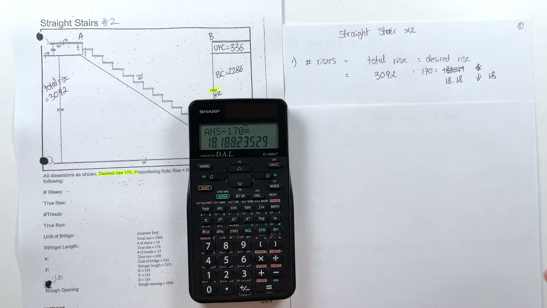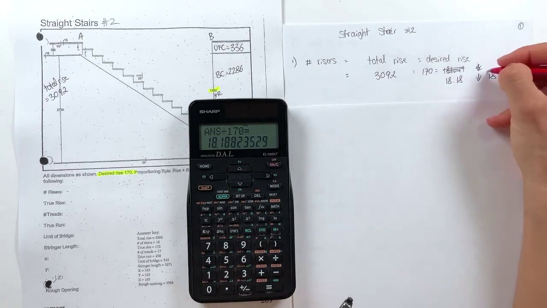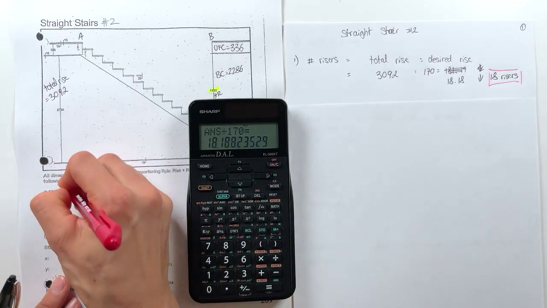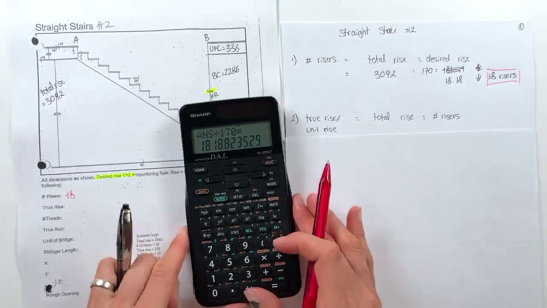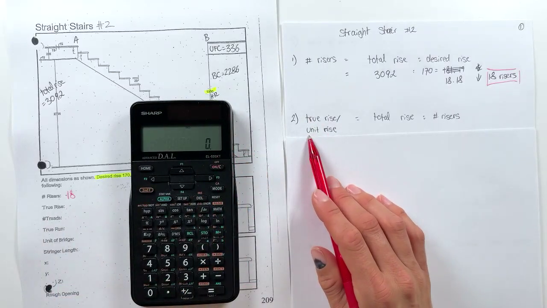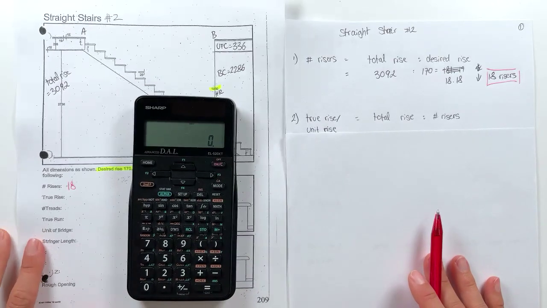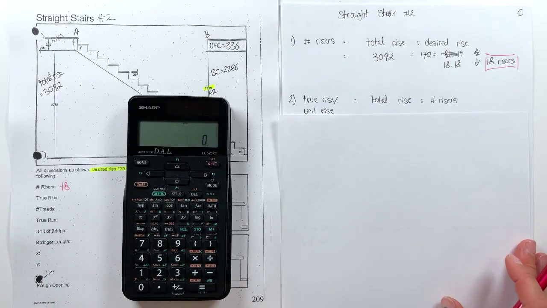So 18 risers. There you go. And we can pop that in here too, 18 risers. Now, next question is our true rise. And on some of these math sheets, it'll say true rise. I often refer to it as unit rise. They are interchangeable, exactly the same thing. So whatever you're used to, whatever you use in class, take that.